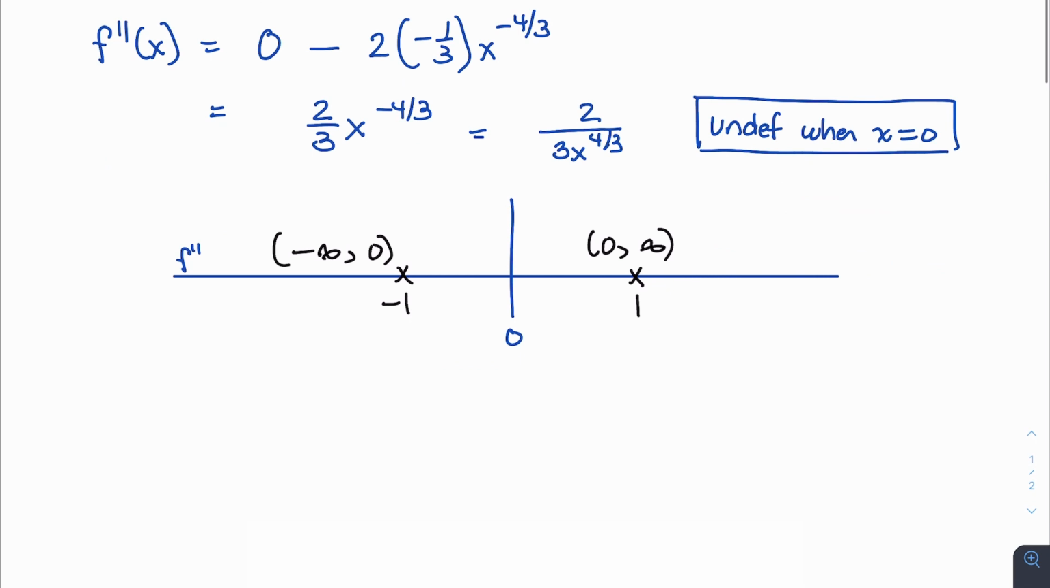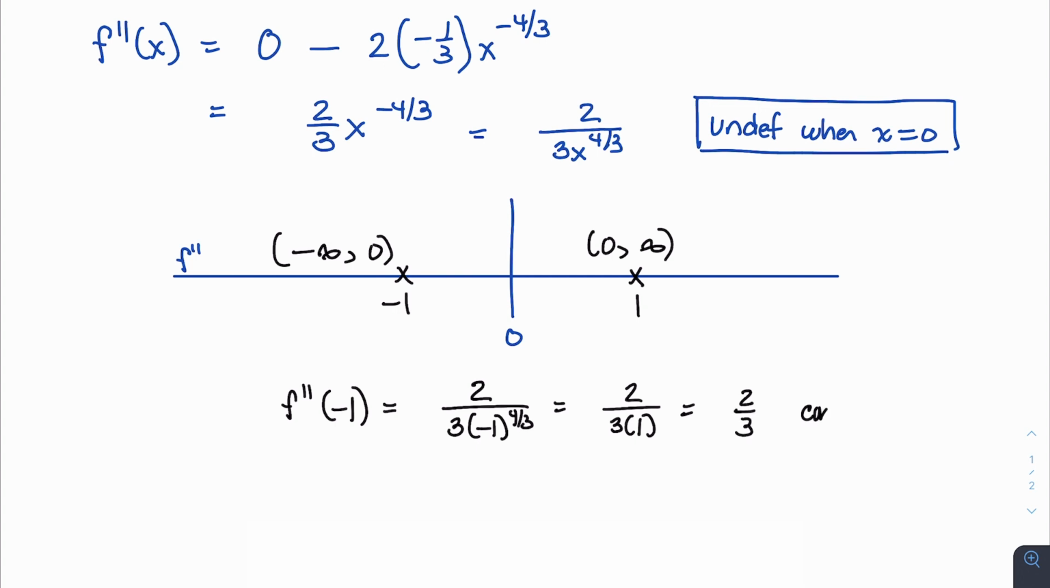And then we're going to substitute those values into the second derivative. So you have 2 over 3 times -1 to the 4/3. Well, -1 to the 4/3, cube root of -1 is -1, raised to the 4th is 1. So you have 2 over 3 times 1, which is 2/3, which means concave up. So it's concave up to the left of 0.